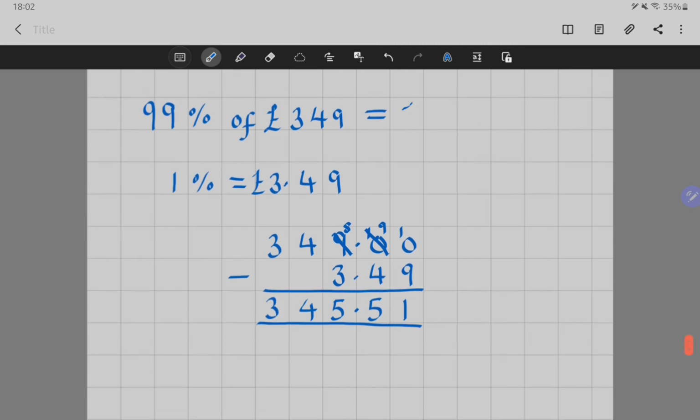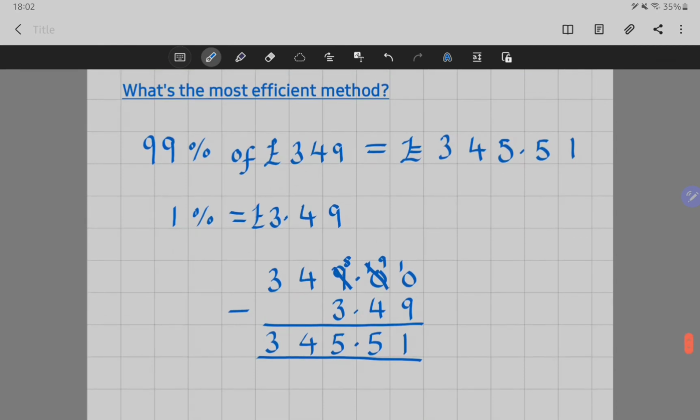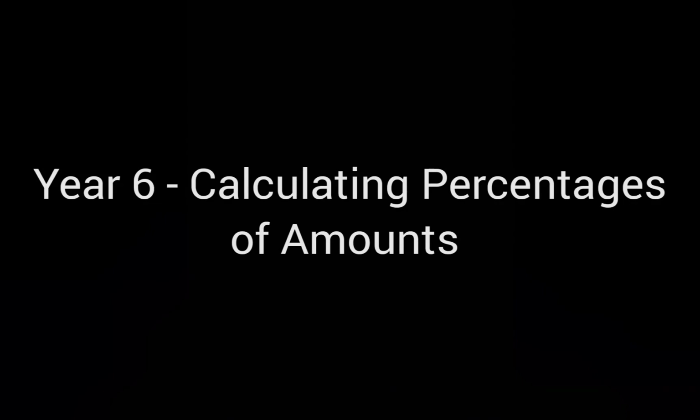So 99% of £349 is the same as saying £345.51. Really well done if you managed to get that one and work out the most efficient method.